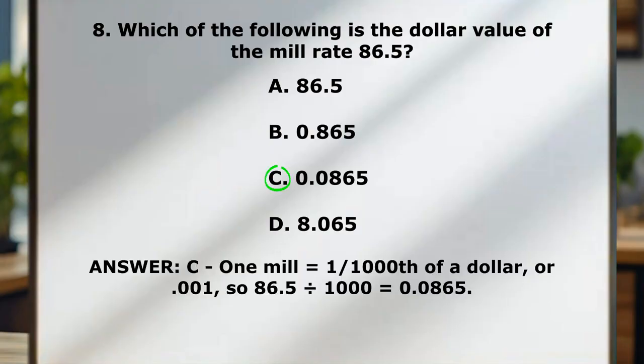Answer C. 1 mil equals 1/1000th of a dollar, aka 0.001. So if you divide 86.5 over 1,000, you get 0.0865. Or you could also do 86.5 times 0.001, and that will give you 0.0865. We're almost at the finish line here.